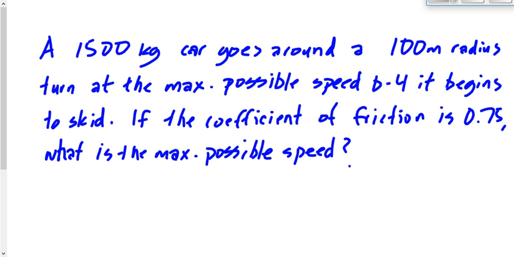So the question says a 1,500 kilogram car goes around this 100-meter radius at the maximum possible speed before it begins to skid. What is that maximum possible speed if the coefficient of friction is 0.75? What kind of friction would it be, by the way? Not that it really matters to this question. It'd be static because you're not sliding, right? You're not skidding or sliding.